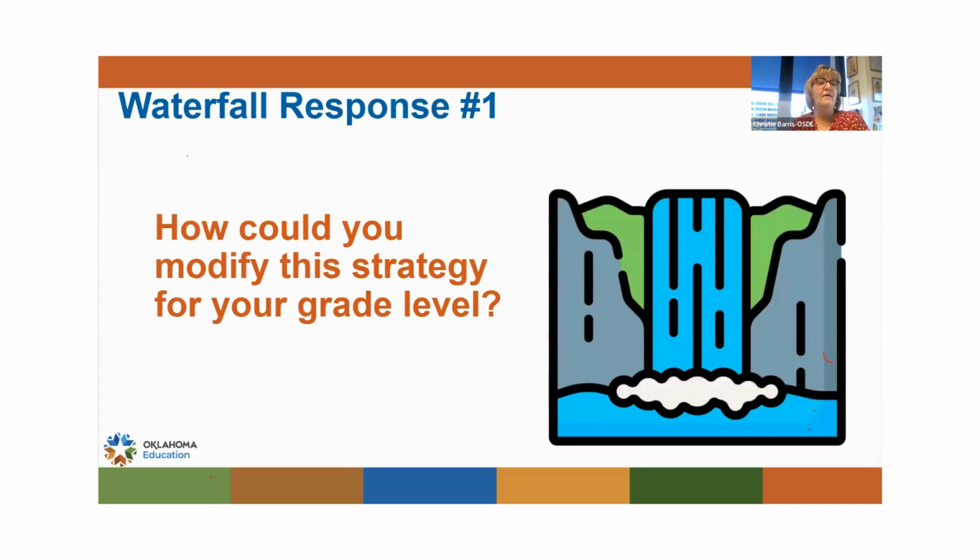Now, I'm not going to do breakouts for this one, but we'll do a waterfall. A waterfall response is where you all type in your answer to this question, and then when I count down from 3 to 0, and I say 0, you hit enter and drop your message into the chat, and then we'll share some of those together. So how could you modify this strategy that I just showed you for your grade level? How could this strategy work for your grade level?